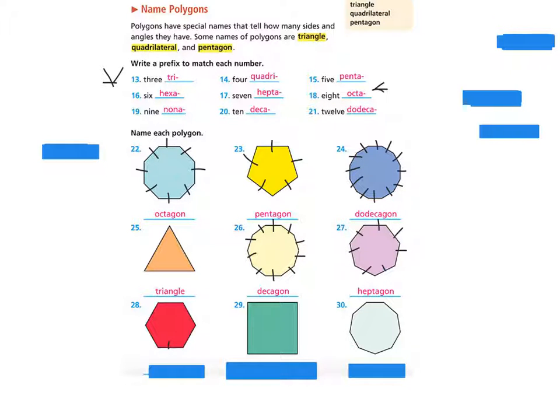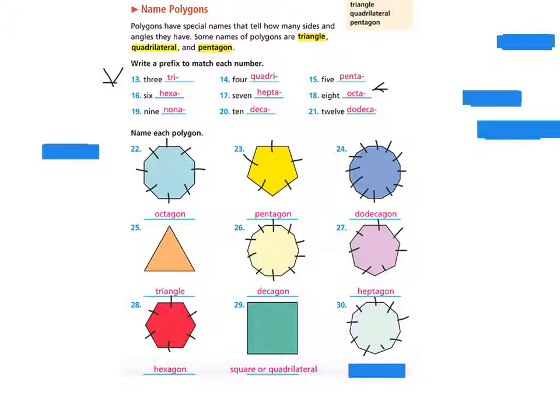We have a 1, 2, 3, 4, 5, 6-sided polygon. It's called a hexagon. A 4-sided polygon is called a square or a quadrilateral. And then last but not least, we've got 1, 2, 3, 4, 5, 6, 7, 8, 9-sided polygon. What is a 9-sided polygon? If you said a nonagon, you were correct.